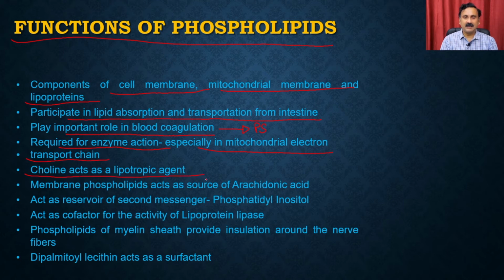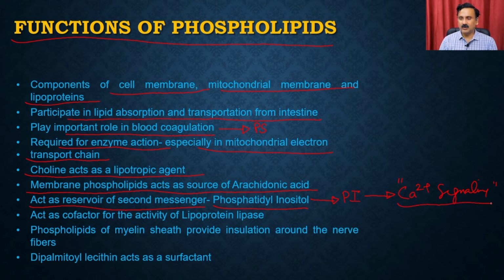Choline acts as a lipotropic agent, and the membrane phospholipid acts as a source of arachidonic acid. It acts as a reservoir of secondary messengers such as the phosphatidylinositol. This phosphatidylinositol is important for calcium signaling. In the case of many types of responses, there is a phosphatidylcholine which is going to be responsible for the release of calcium from the endoplasmic reticulum, and that's how it is going to induce the calcium signaling.